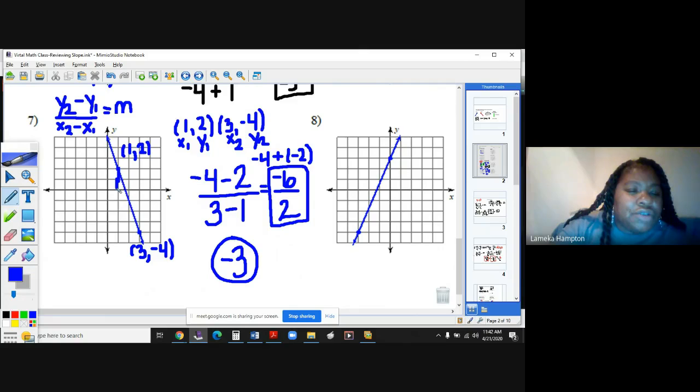So we have 1, 2, 3, 4, 5, 6, and then I'm going to go over 1, 2. So therefore, -6 over 2, which gives me -3. Now I'm also going to prove this with -3. I'm going to use the color red. So I'm going to go down 3 and then over 1. So if I go 1, 2, 3, 1, okay, then I go 1, 2, 3. So, want to make sure. Oh, wait. 1, 2, okay.